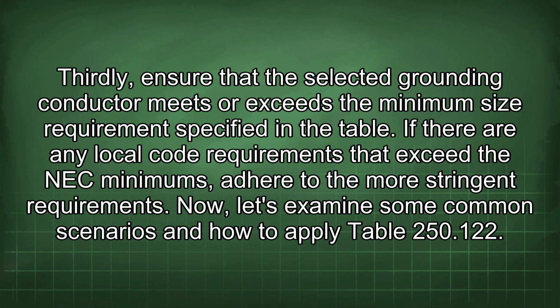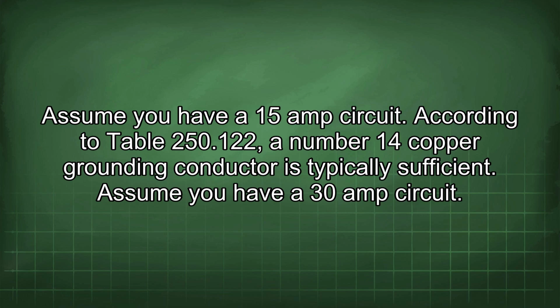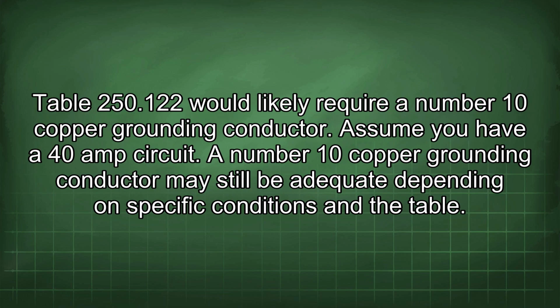Now, let's examine some common scenarios and how to apply Table 250.122. Assume you have a 15 amp circuit. According to Table 250.122, a number 14 copper grounding conductor is typically sufficient. Assume you have a 30 amp circuit. Table 250.122 would likely require a number 10 copper grounding conductor. Assume you have a 40 amp circuit. A number 10 copper grounding conductor may still be adequate depending on specific conditions and the table.